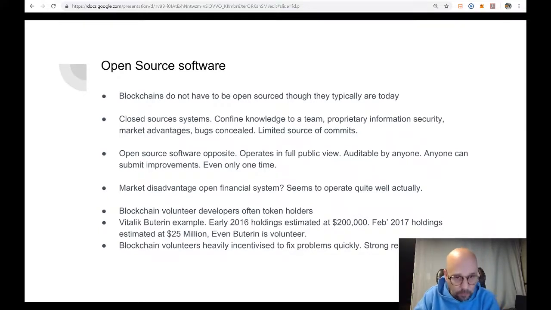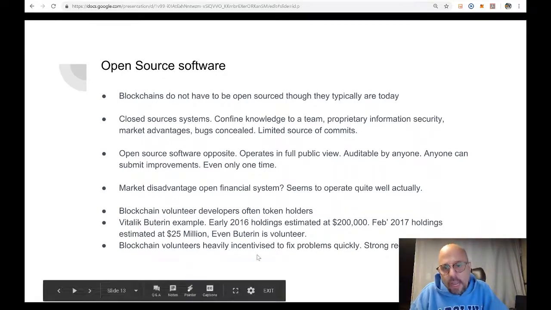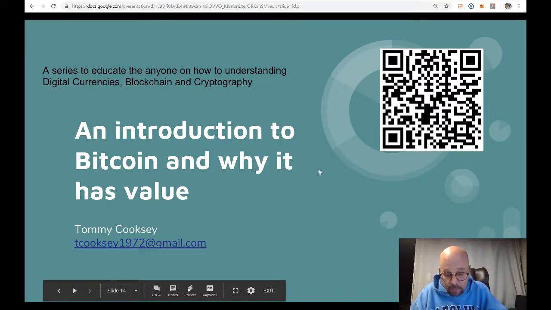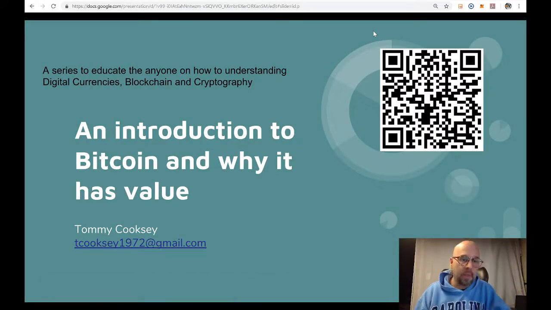All right. And again, these volunteers are going to be heavily incentivized to fix problems quickly. They have a strong record of doing that. And that's what we saw with fixing the jet airline in flight.